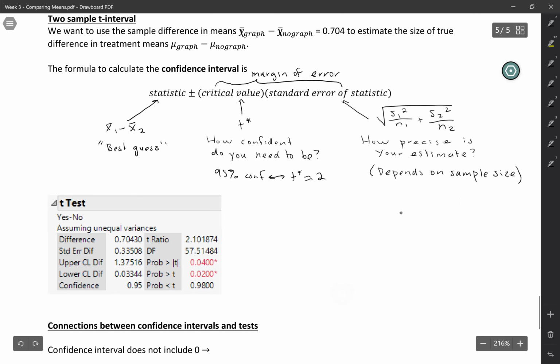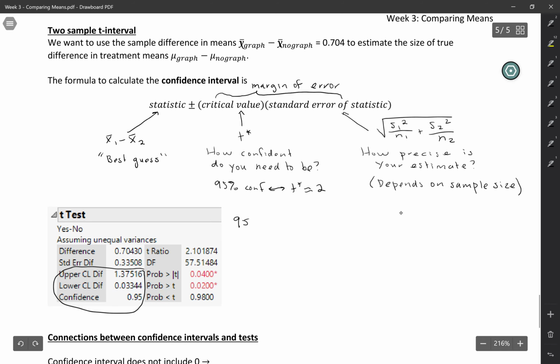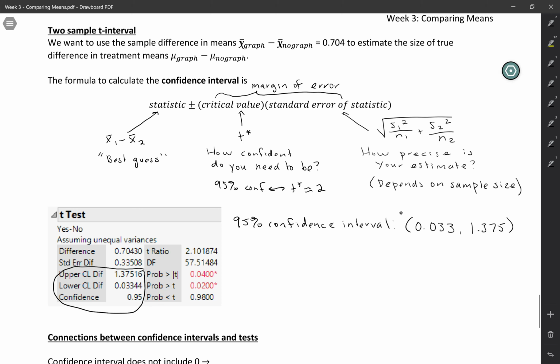And luckily the confidence interval comes out in the same output as the t-test. So where it says upper CL diff and lower CL diff and then confidence 0.95, that's what we're using here. So the default is a 95% confidence interval. So our 95% confidence interval would go from 0.033, and it is customary to write the smaller number first, up to 1.375. So that's our 95% confidence interval.